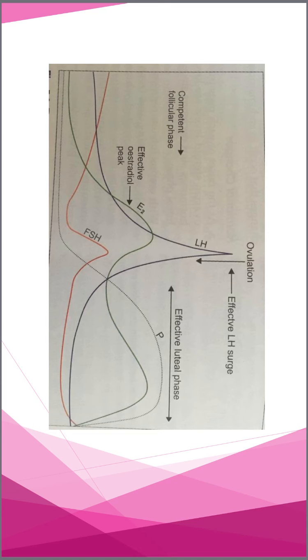So when this LH surge happens, 24 to 36 hours later, ovulation occurs: the ova will be released, bursting from the dominant follicles. And that ova will immediately be picked up by the fimbria of the fallopian tube. Now, as soon as the LH surge happens, there is a sudden drop in LH and FSH level, and also the estrogen; all levels will come down.